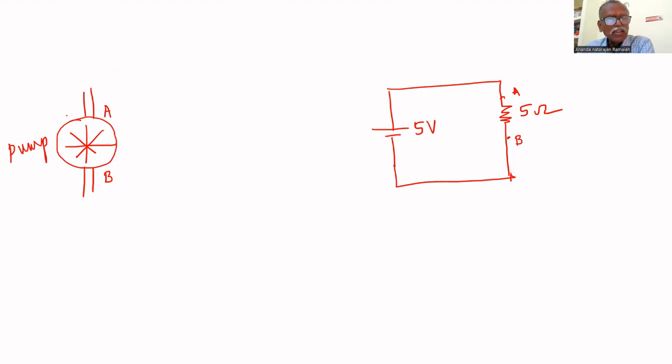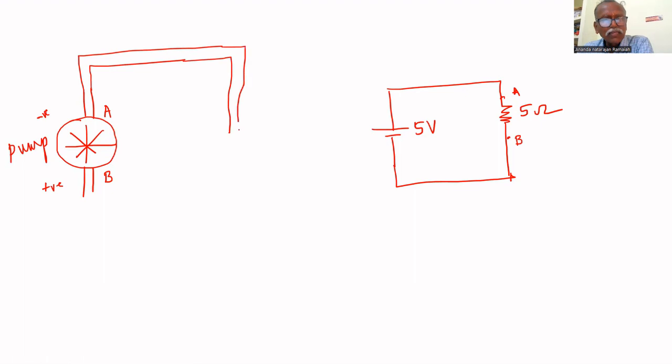This pump develops a negative pressure here and a positive pressure here. That's why the pressure difference is developed across the pump. If you take the circuit like this, here one tap is there, and this is connected like this.